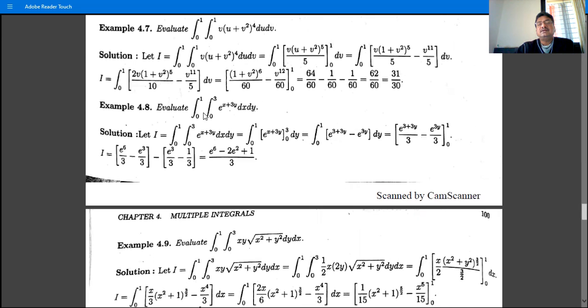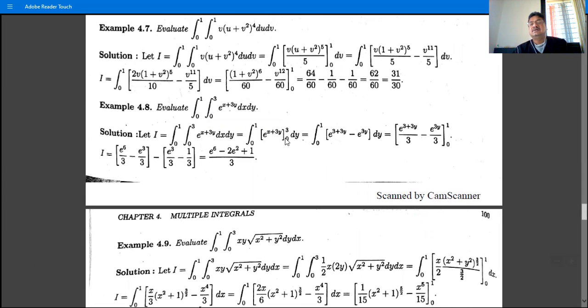And then integration of this function, e raised to x plus 3y, with limits 0 to 3 on x and 0 to 1 on y. Integrating e raised to x plus 3y, 3y is now constant. The integration of e raised to x is e raised to x, and e raised to ax plus b integrates to e raised to ax plus b divided by a. Like that, a is 1, and b is 3y.